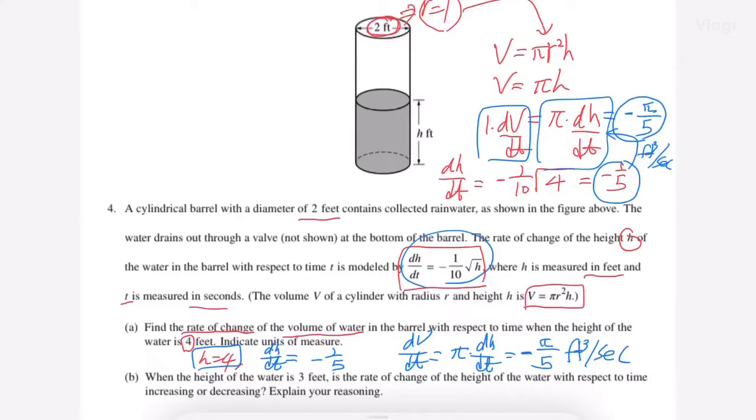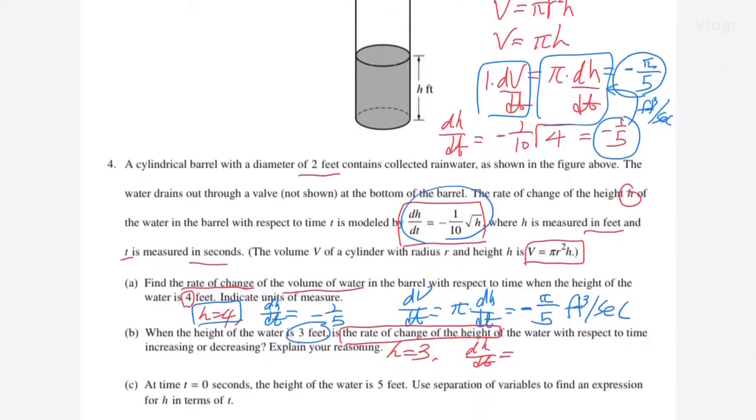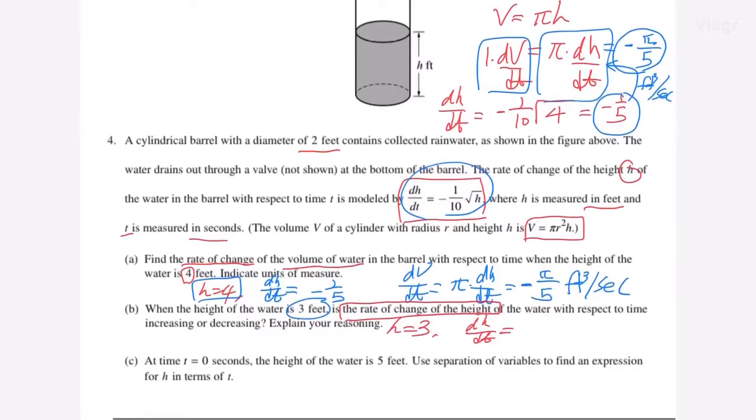B, when the height of the water is 3 feet, that means when h equals 3. When h equals 3, the rate of change of height, what does it mean? That's dh over dt, right? What is dh over dt? dh over dt is given by that function, negative 1 over 10 square root of h.